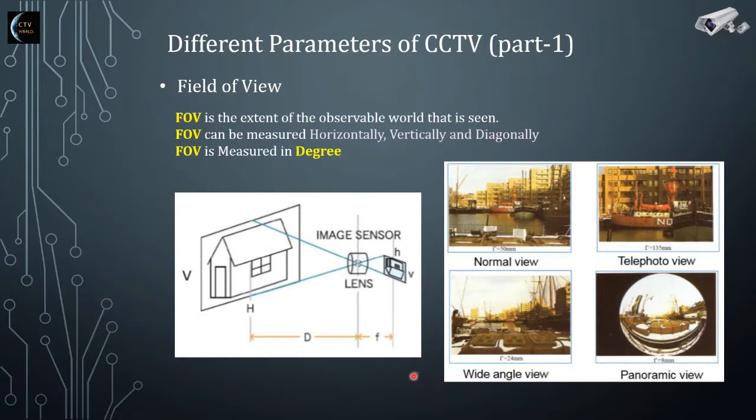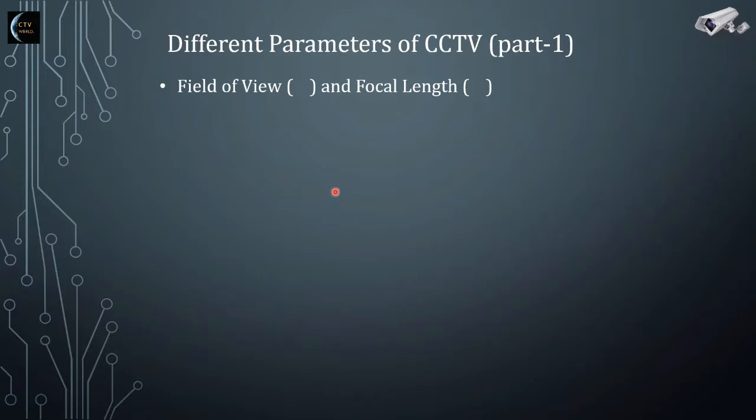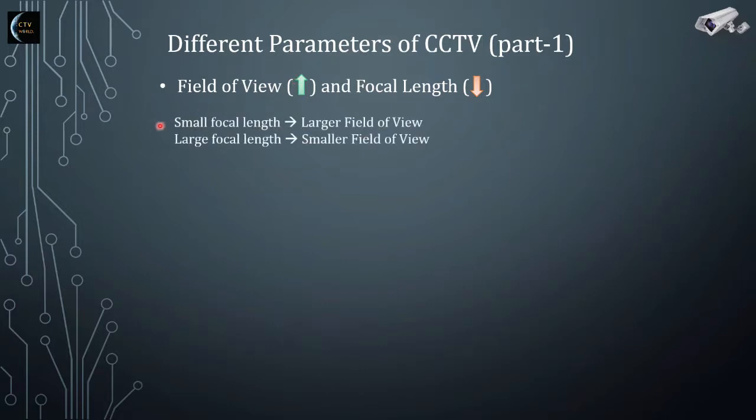Now, let's see the relation between the field of view and the focal length. Typically, field of view depends on the sensor size and focal length. First, field of view and focal length. If the field of view increases, the focal length goes down. So it is vice versa. The smaller the focal length, the larger the field of view. And the opposite, the larger the focal length, the smaller the field of view.